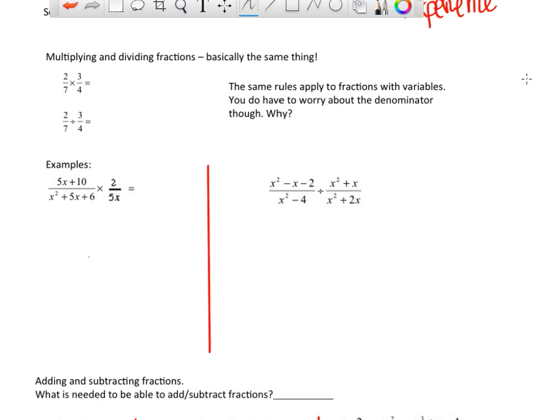This can also be combined with multiplying and dividing fractions. Keep in mind that multiplying and dividing is basically the same thing, with a slight twist. So multiplying, you can just go straight across, right? So here, 2 over 7 times 3 over 4, we can do 2 times 3 is 6, 7 times 4 is 28, and then both have a 2 in common, so that's 3 over 14.